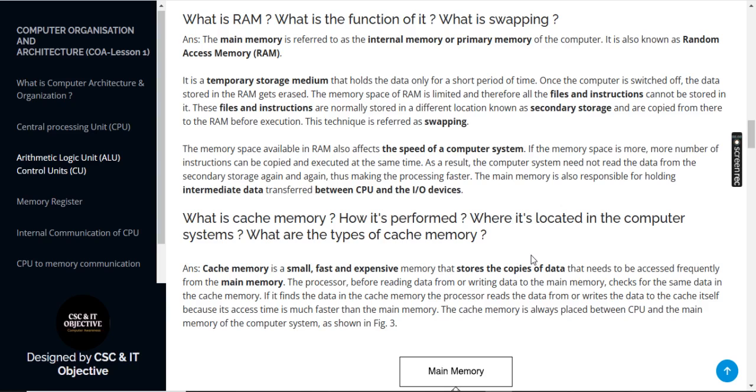The memory space available in RAM also affects the speed of the computer system. If the memory space is more, a greater number of instructions can be copied and executed at the same time. As a result, the computer system need not read the data from the secondary storage again and again, thus making the processing faster. The main memory is also responsible for holding intermediate data transferred between the CPU and the I/O devices.